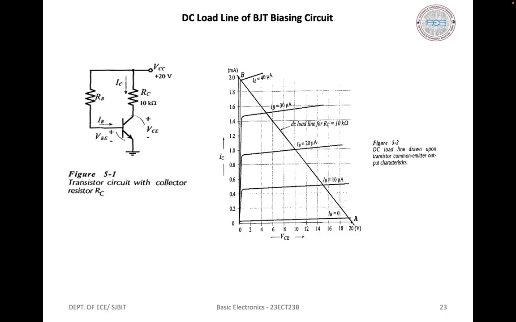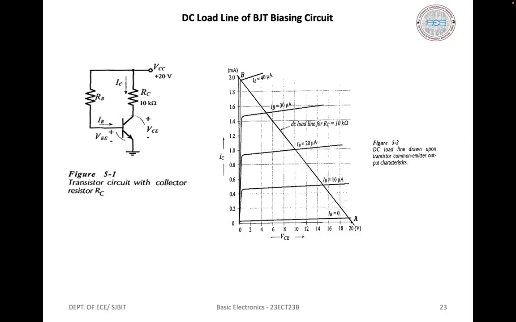The collector emitter voltage is given as VCE equal to the supply voltage minus the voltage drop across RC, or VCE is equal to VCC minus IC RC. If the base emitter voltage VBE is 0, the transistor is not conducting and IC is equal to 0. Substituting the VCC and RC values from the figure, we plot point A on the common emitter characteristics at IC equal to 0 and VCE equal to 20 volts. This is one point on the DC load line.